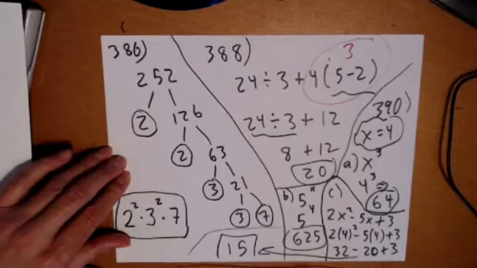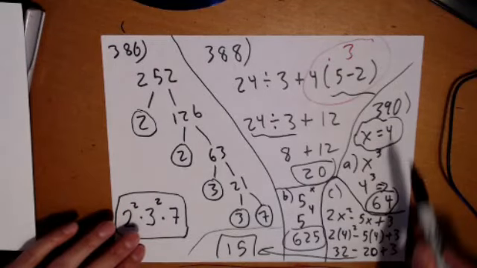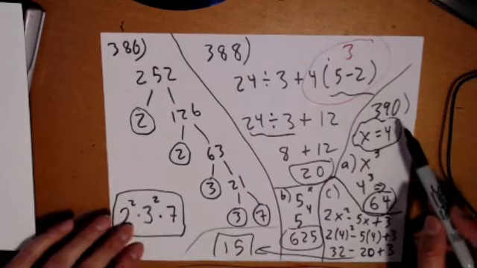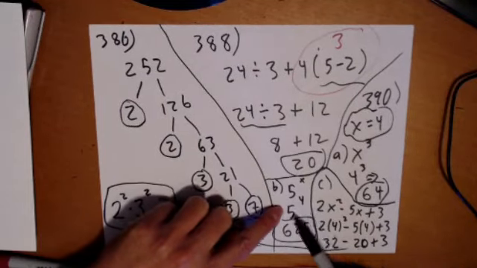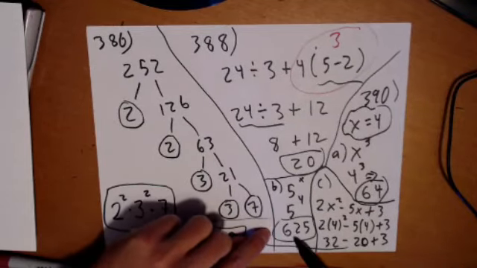Okay. So going back to number 390, I think maybe for part B, if it got cut off, 5 to the x, we let x equal 4. 5 to the 4th is 625. Just plug in your calculator.